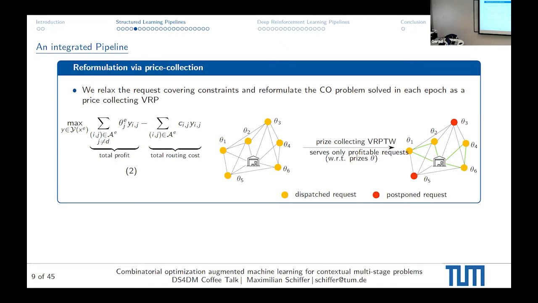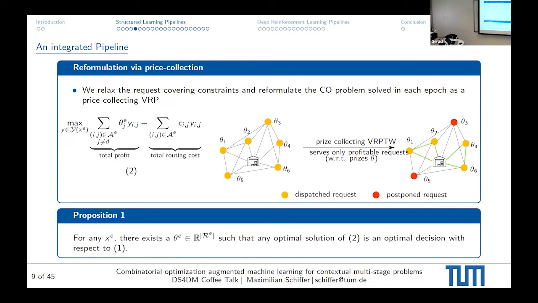So this is why we didn't go that route, but a different route, which is basically the following one. Instead of decomposing, let's think about an integrated way of modeling this problem to keep the structure from the routing problem and not hide it from the predictor. So instead of solving some dispatching problem and then some routing problem, let's just reformulate this problem as a price collecting DRP. I will just give you a price collecting problem where there's a price on each customer and there is a cost for serving the customers.